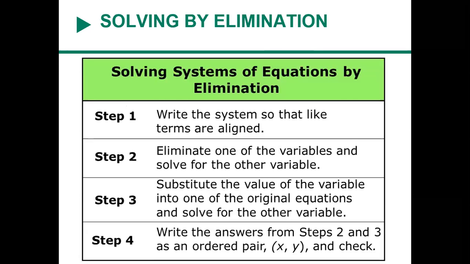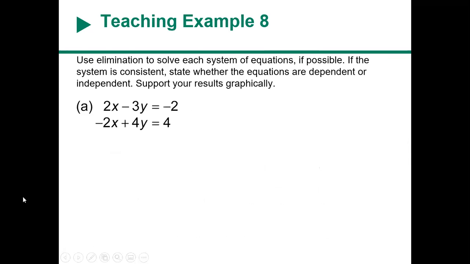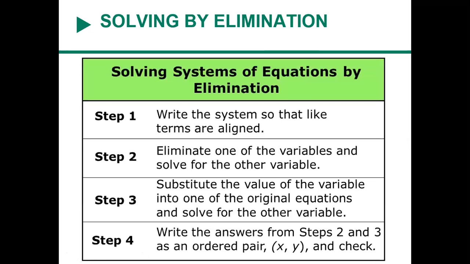All right, elimination. So our last method is elimination. I don't think we're really going to have time to dive into it. Maybe we can get one example in 5 minutes, so we'll do one example before class is up. With elimination, you're going to write the system so that like terms are in line. So basically, you're writing your system in standard form, which is ax plus by equals c. We want to eliminate one of the variables and solve for the other variable. And then we're going to substitute the value of that variable into one of the original equations and solve for the other variable.